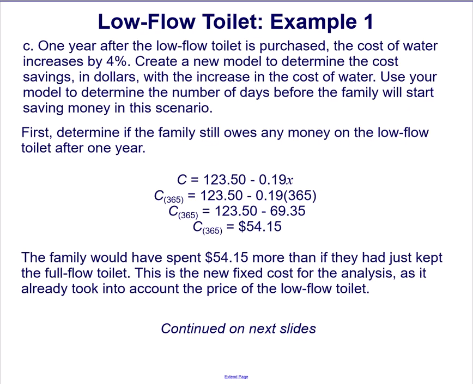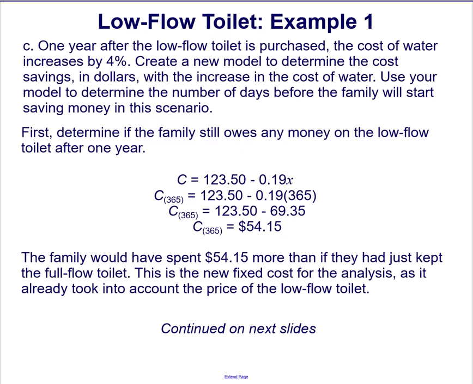Now let us consider part C of example number 1. Recall that part C reads as follows. 1 year after the low-flow toilet is purchased, the cost of water increases by 4%. Create a new model to determine the cost savings in dollars with the increase in the cost of water. Use your model to determine the number of days before the family will start saving money in this scenario.